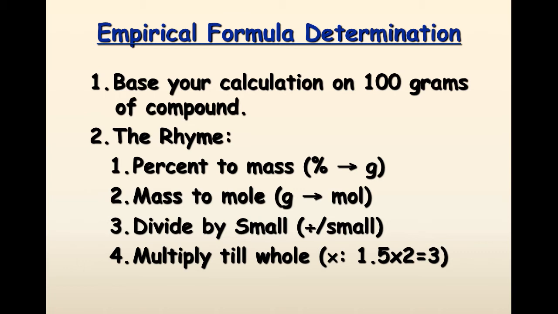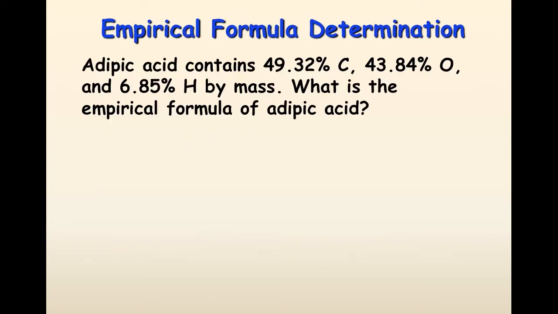You're not always going to do it, but for example, when you divide by small in step 3, if the value is 1.5, you need to make it a whole number. So 1.5 times 2 is 3. Key point here, if you multiply till whole, you have to multiply all elements by the same factor. Even if they don't need to be multiplied to make a whole number, if one of them does, you must multiply all numbers by the same factor.